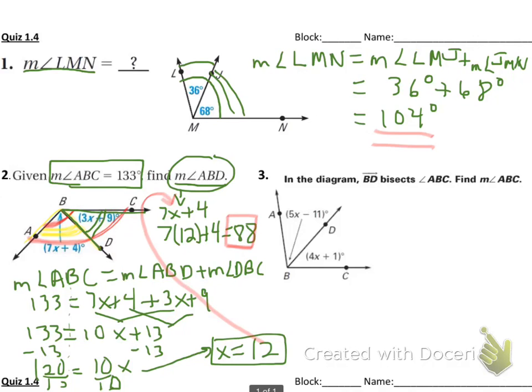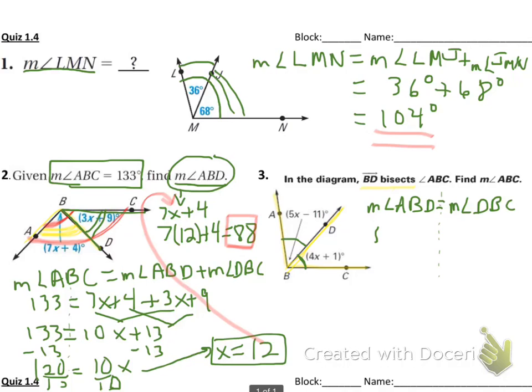Okay? And then the last question. It says that BD bisects ABC. Well, if it bisects, it cuts it in half. So I'm going to say this angle has to be the same as this angle here. Well, the same for angles is, so I'm just going to write that, the measure of angle ABD equals the measure of angle DBC.